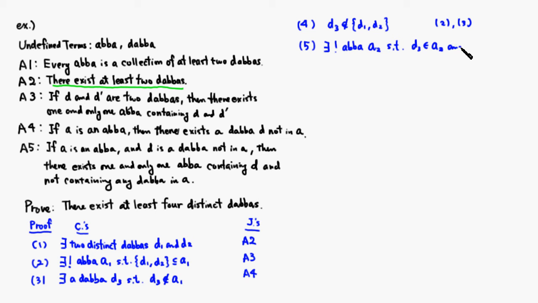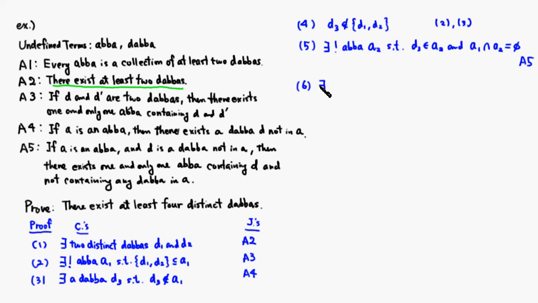And A2 has no common element with A1. So I'm going to write it as A1 and A2 are disjoint. This is a notation: the intersection of A1 and A2 is an empty set. This comes from A5, so the justification is A5. Then number 6, now we know that there's a fourth one.